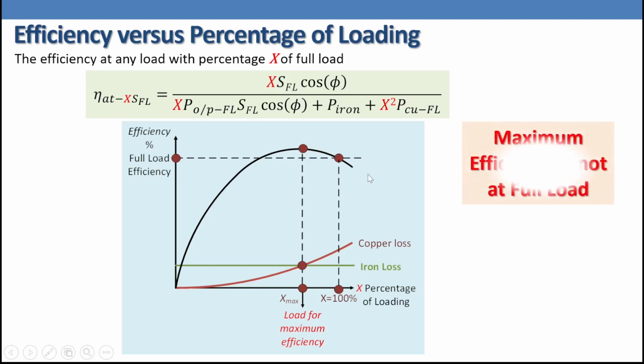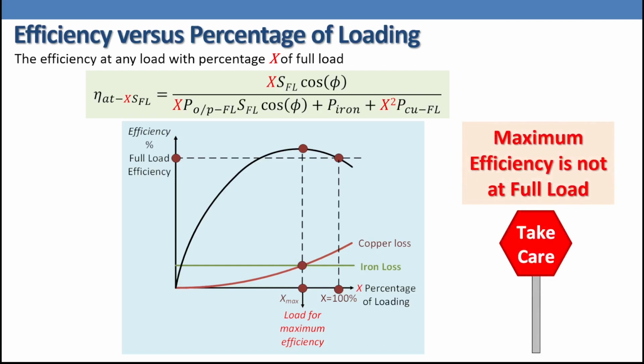Please note, maximum efficiency is not at full load conditions. Some students make a mistake here. When we are asked about the maximum efficiency, they put x equal 100%. But that is not the case here, unless it happens by chance. The maximum efficiency occurs only when iron loss equals copper loss.